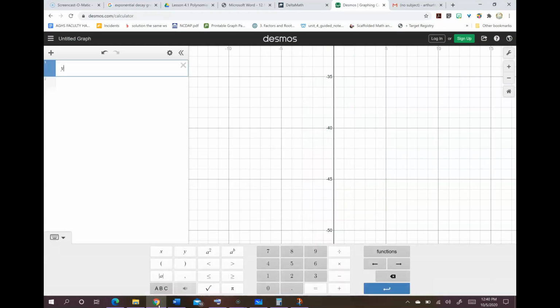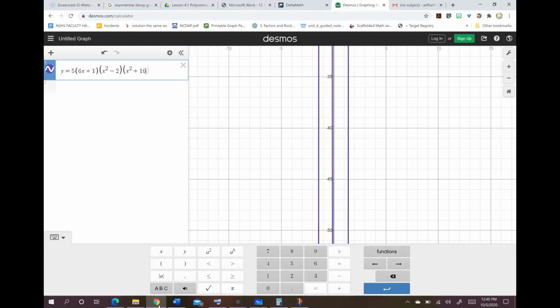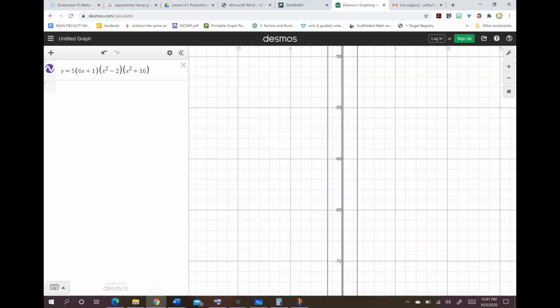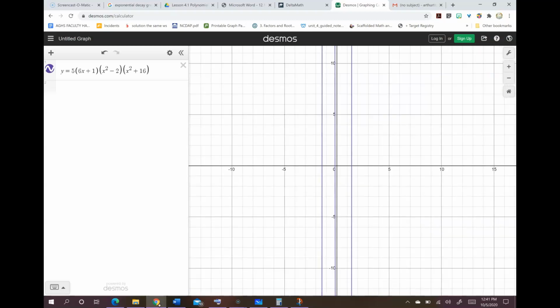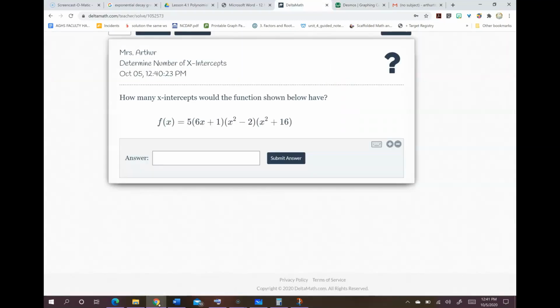So we're going to say y equals 5 times 6x plus 1, and then x squared minus 2, and then x squared plus 16. Okay, double check to make sure I typed it in right, and I did. So it wants to know the x-intercepts. x-intercepts right here. See that? How many are there? There are 3. That's all it wants to know, is how many.